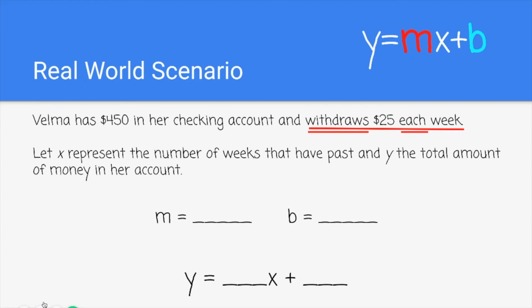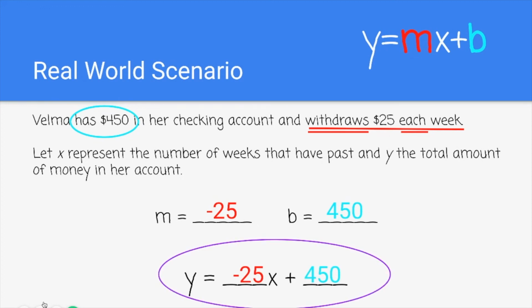That word each tells me that that's my rate, which means $25 is going to be my slope. And since it's a withdrawal, that's going to be a -25. Now she has $450. That means that's my starting amount, which is going to be my y-intercept. So my final equation is y equals -25x plus 450.